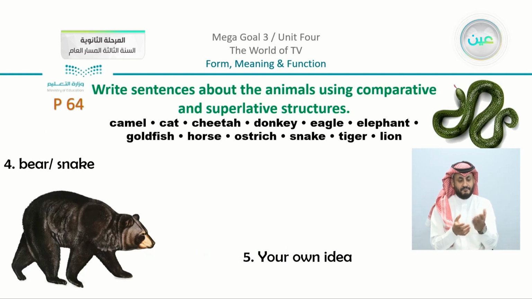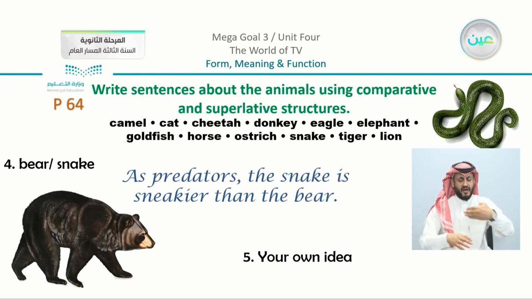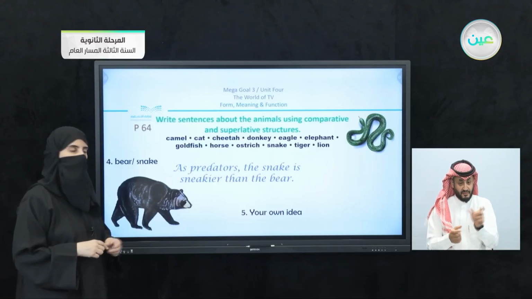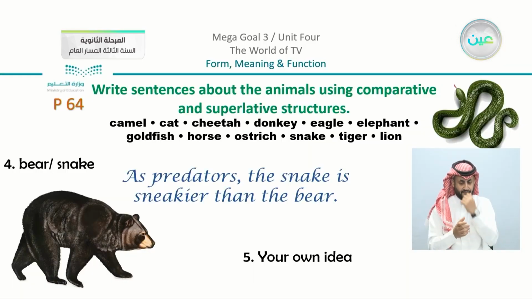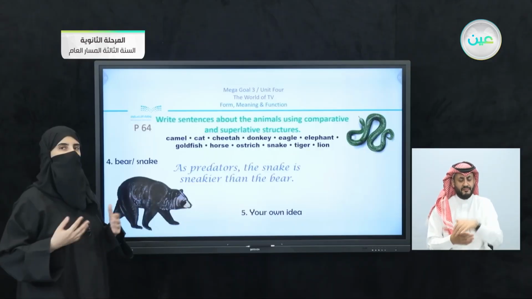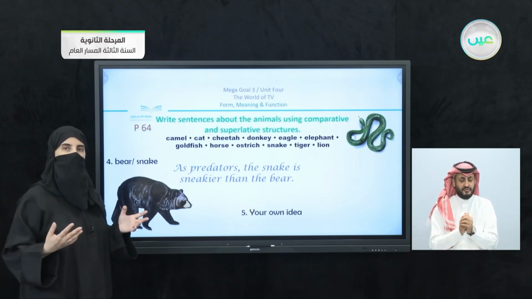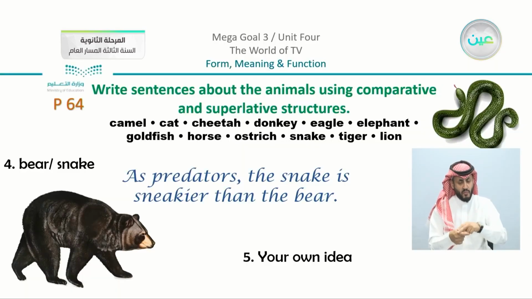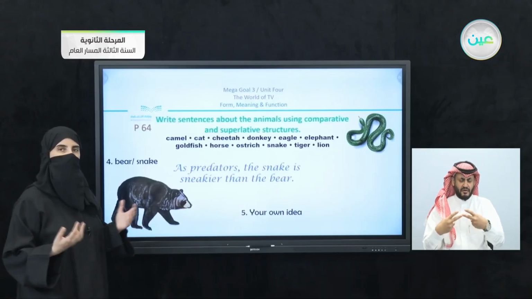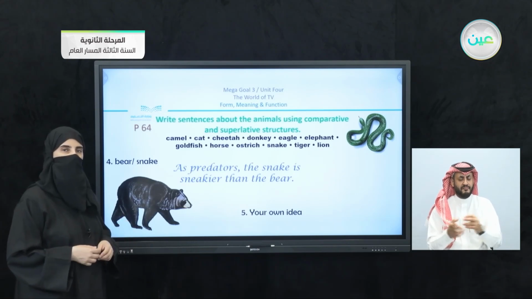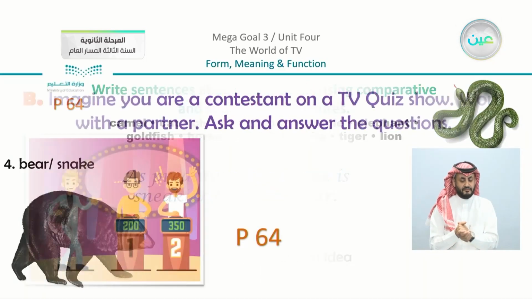We have the bear and the snake. We can see, for example, using our vocabulary, as predators, the snake is sneakier than the bear. We have simple comparing here. Sneakier than, sneaky is an adjective, than what? Than the bear. And we have number 5, to use your own idea. You can compare between these animals in different ways. So this is the first exercise that we have.